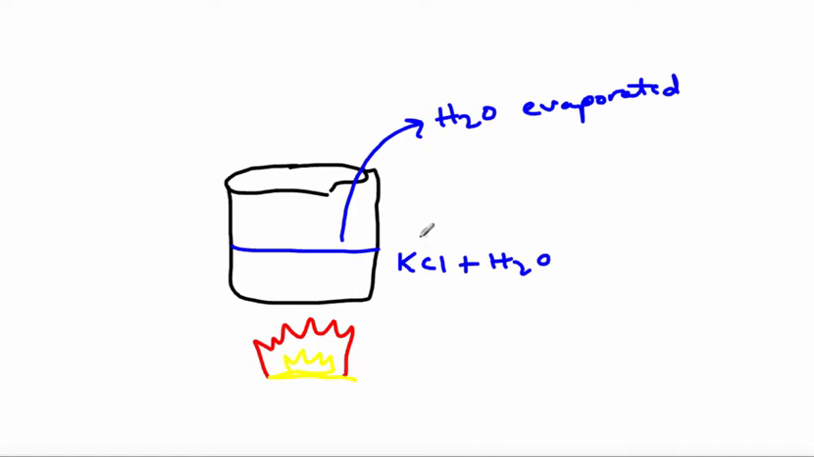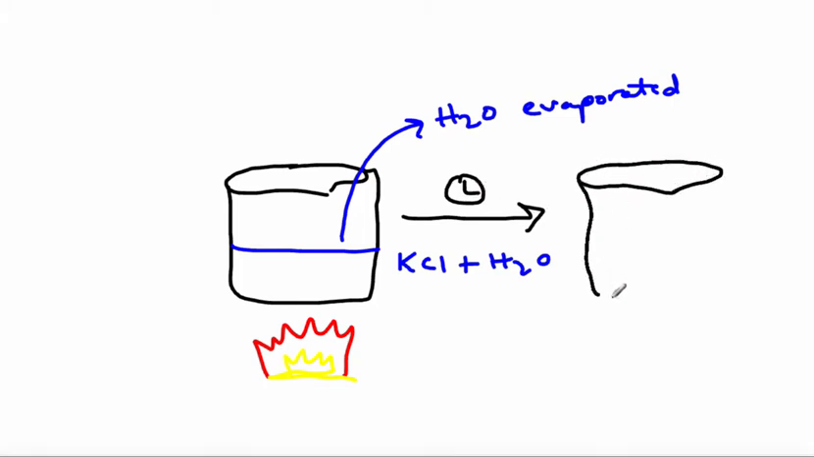So after some amount of time, we were left with a beaker where all of the water had been driven off and gone into the atmosphere. And what we were left with was our solid KCl. So that's a process of distillation. Typically it's used with two liquids, but in this case we're just taking advantage of differences in physical properties, in this case, differences in boiling points.